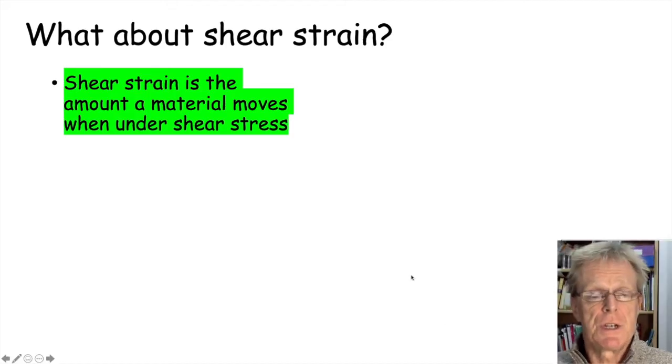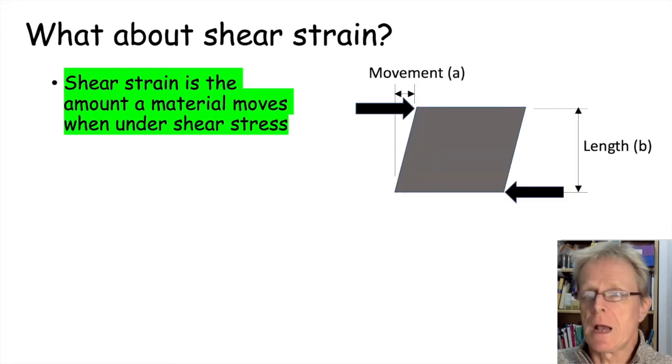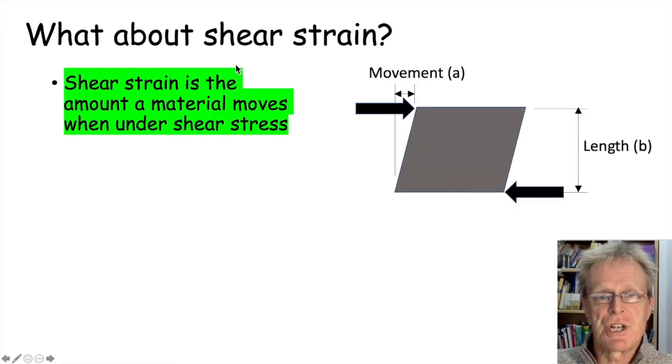Okay, so we've considered shear stress. So what about shear strain? Now, shear strain is defined as the amount the material moves when it's under a shear stress. I've got a little diagram here which shows that quite clearly. This is your shear force here. You've got these two arrows offset because that's what shear is.